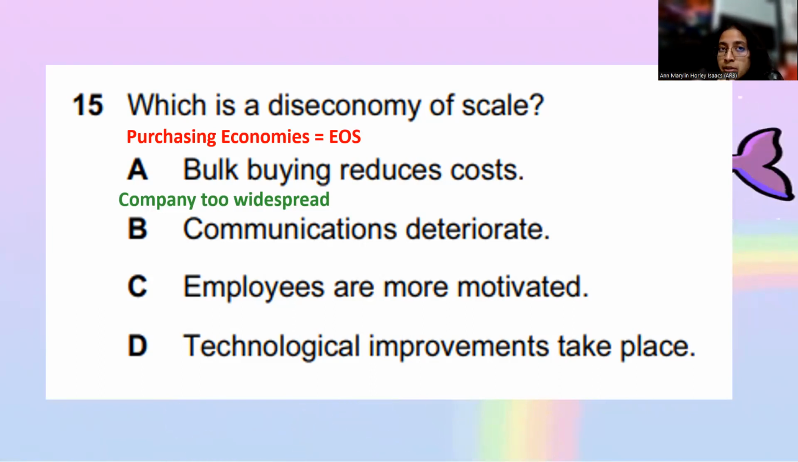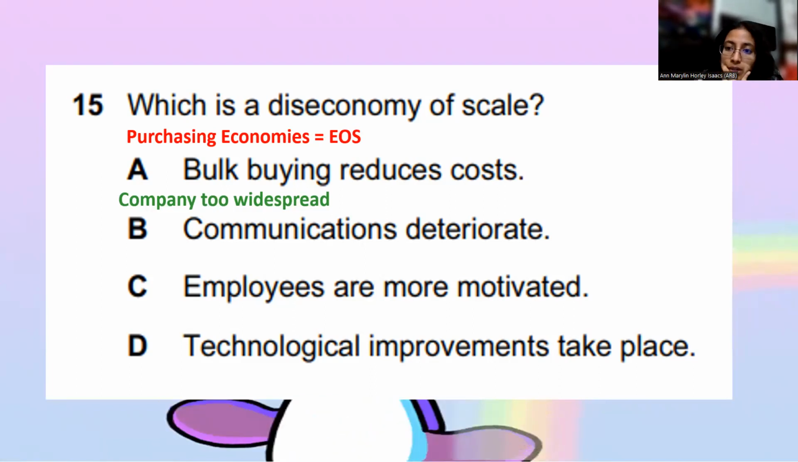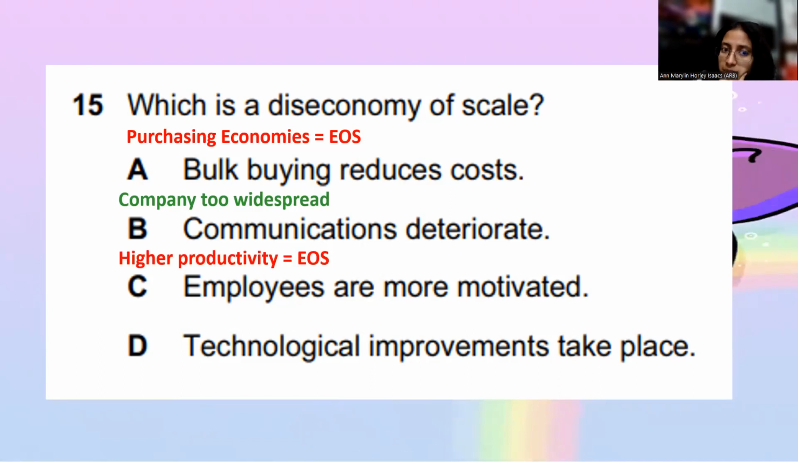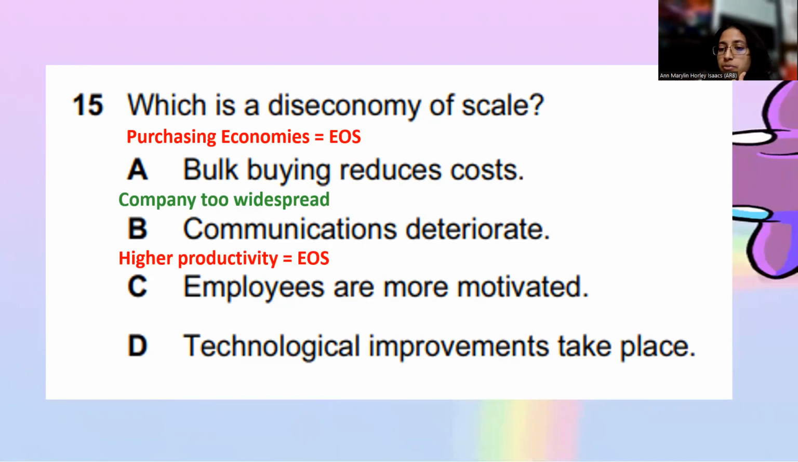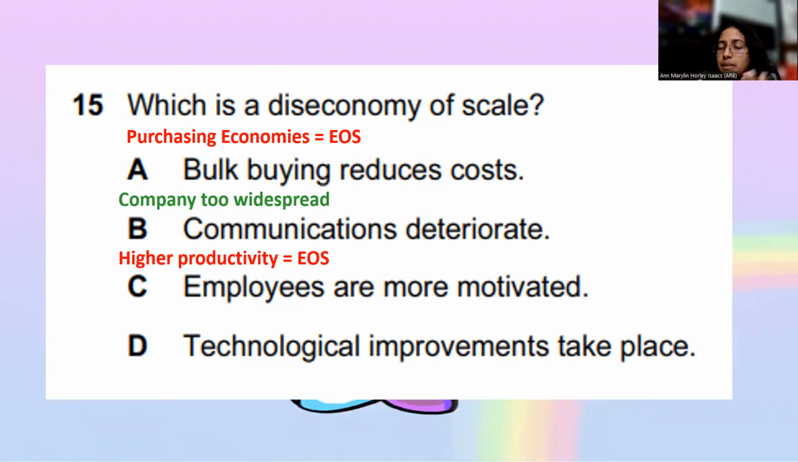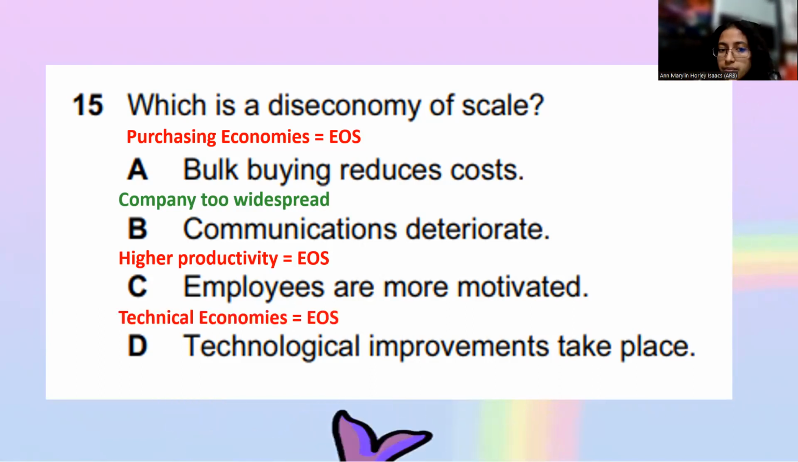Employees are more motivated. Productive employees are happy employees. They generally find good methods to reduce cost of production. Okay, so higher productivity is usually coming down the curve, economies of scale. Technological improvements take place. The whole idea of incorporating better technology is that you have more efficiency. You can produce faster. You can produce more. Again, all of this just translates to more production on a better scale, right? And technical economies is economies of scale, coming down the U again. Okay, so the answer is B, beta.